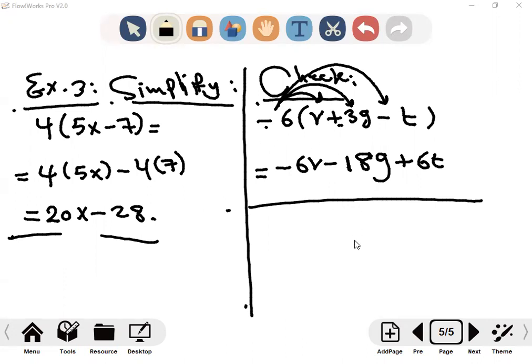This is the check, which is the answer of it, part A. Stop talking, please. Stop talking.